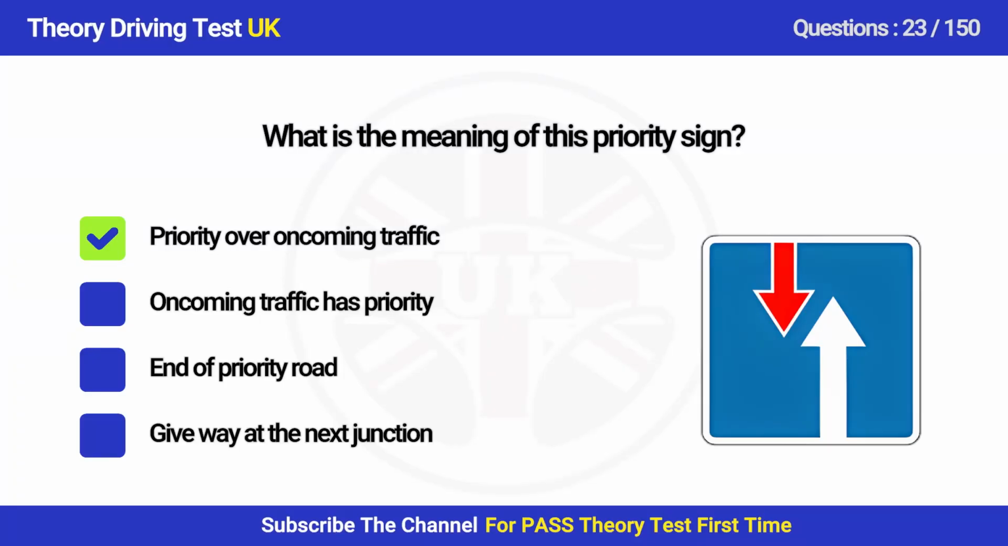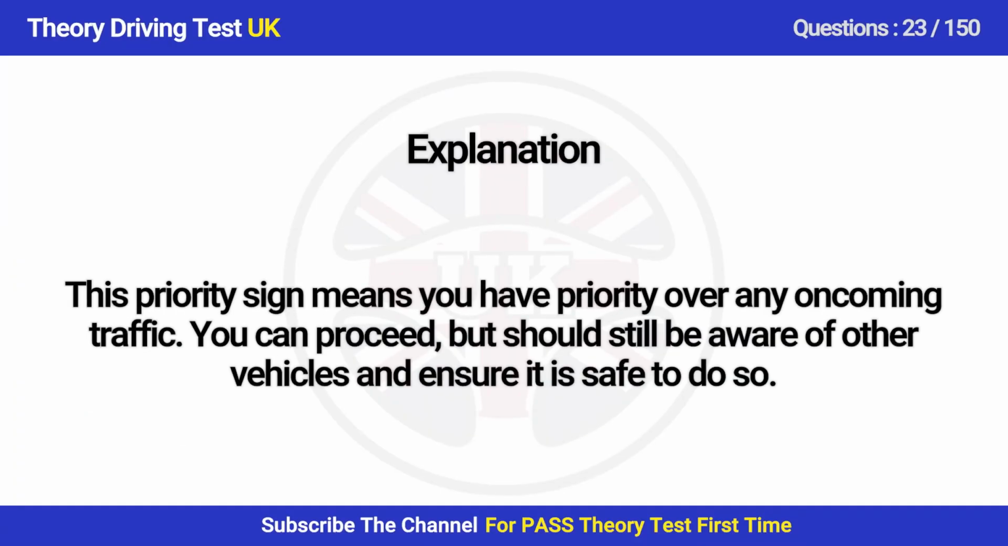Answer is A. Priority over oncoming traffic. This priority sign means you have priority over any oncoming traffic. You can proceed, but should still be aware of other vehicles and ensure it is safe to do so.